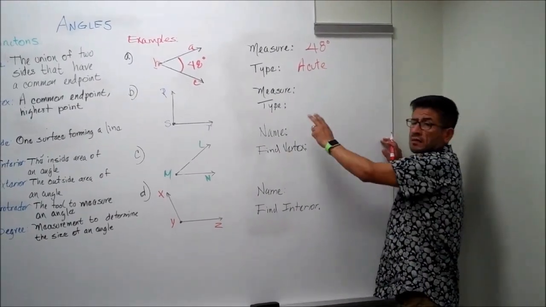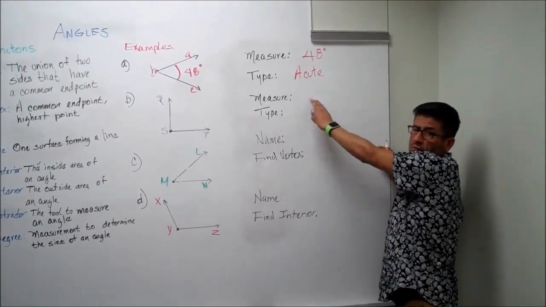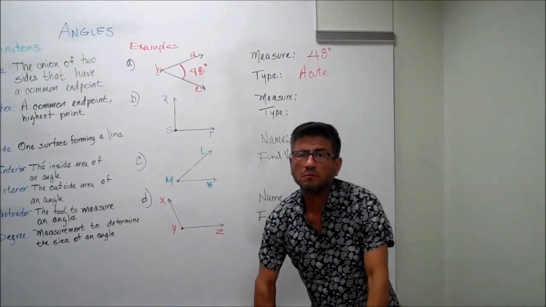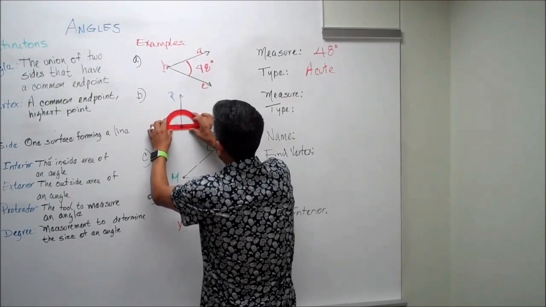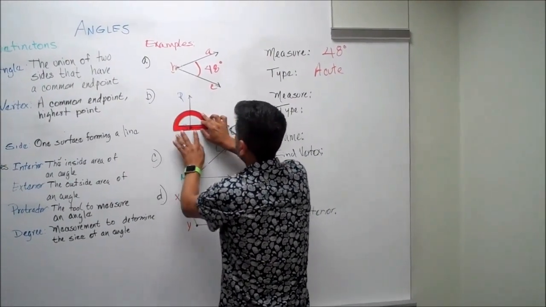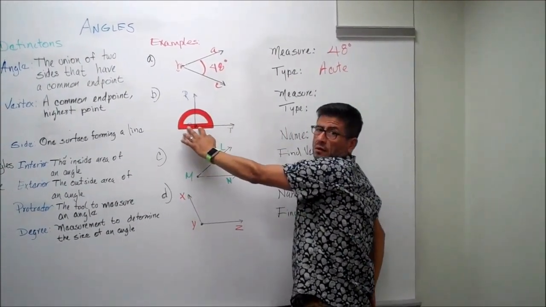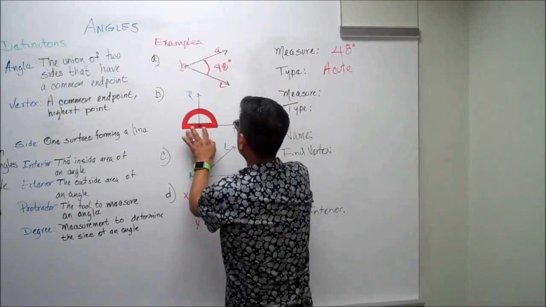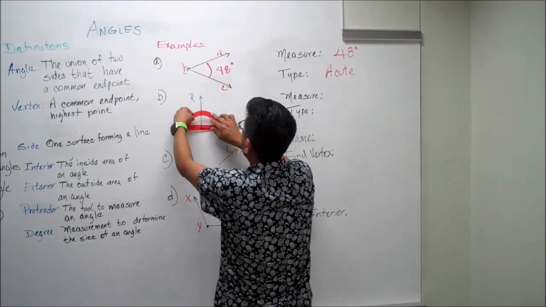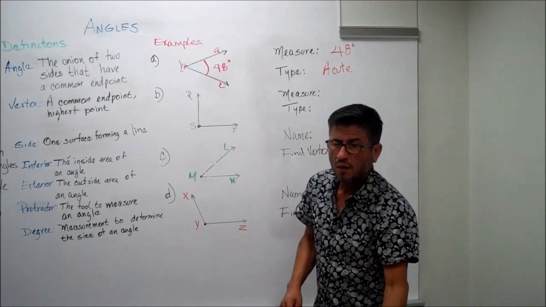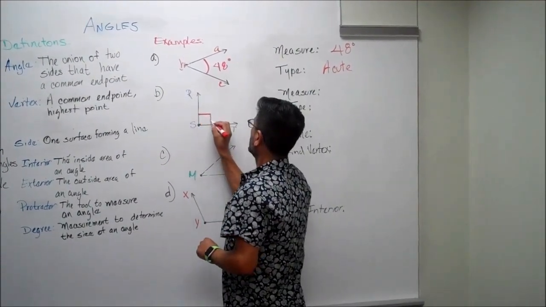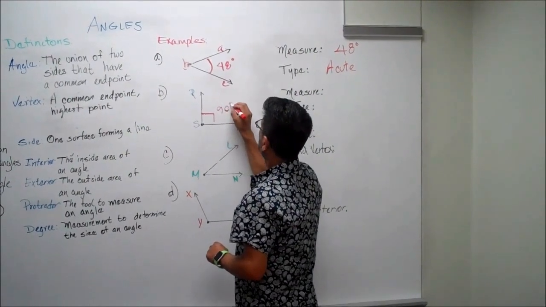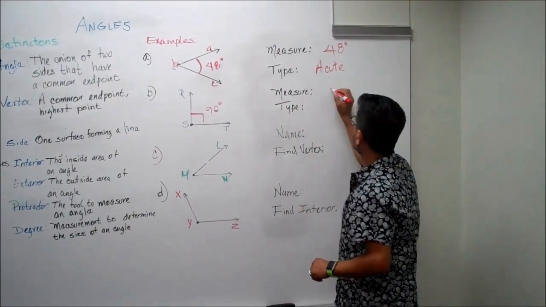Let's go to the next one now. B is asking us again to measure the angle. We use our tool. You put it on the angle again, on the vertex, set it up correctly, just the way it looks right here, and it should be a 90-degree angle. And this is how you do a 90-degree angle. You're going to write it down right here too.